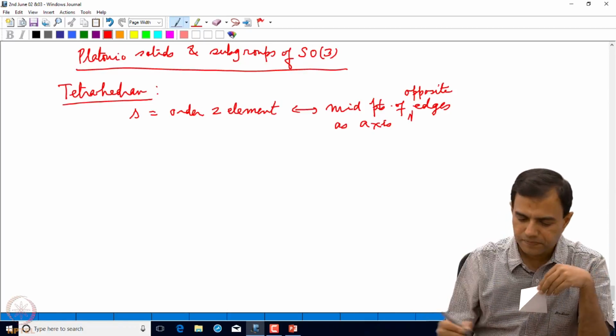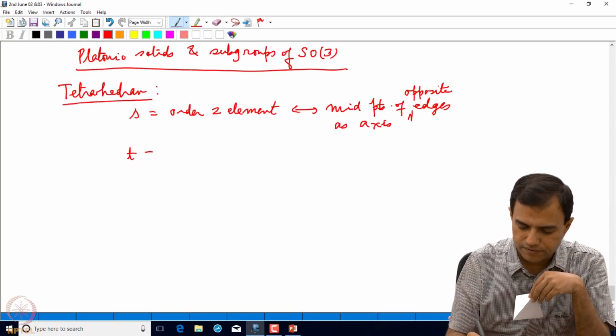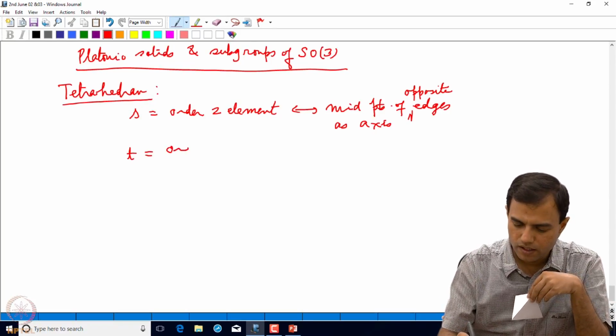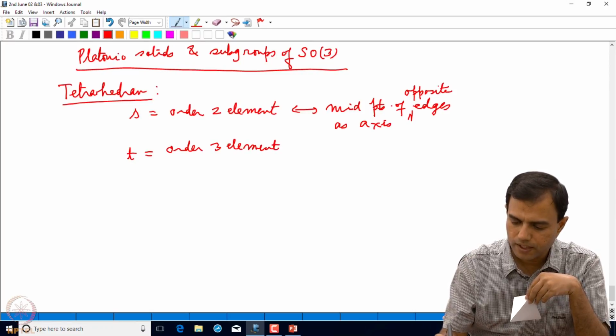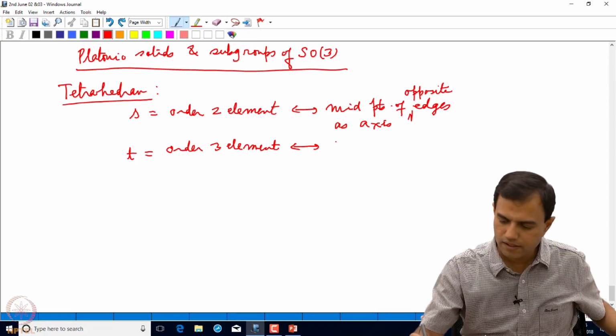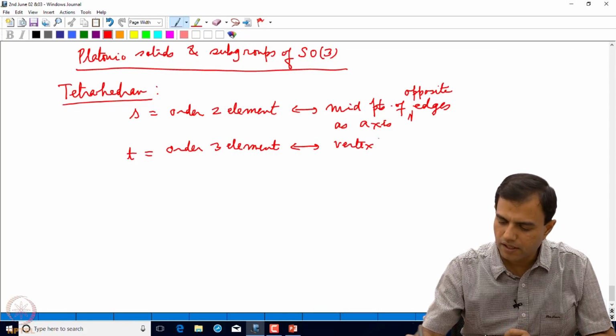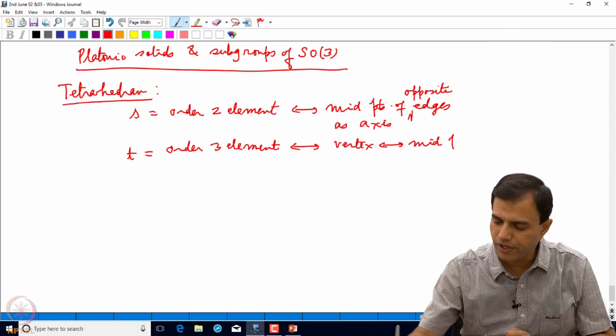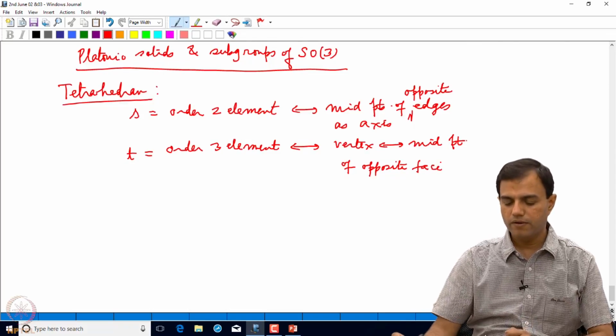So here is T, which is an order 3 element. And how do I get that order 3 element? I take a vertex and I join it with the midpoint of the opposite face, and that's how I get an order 3 element.